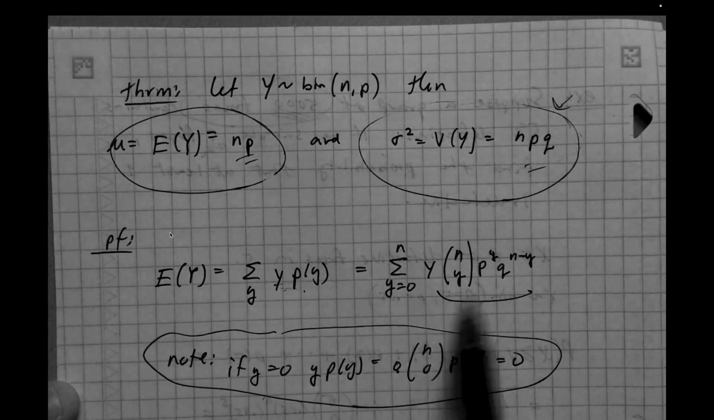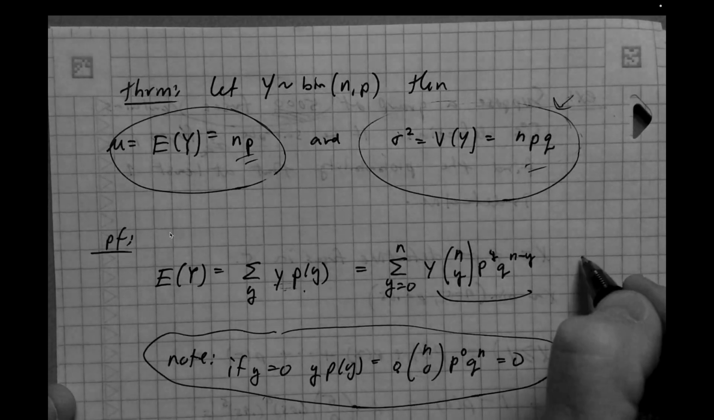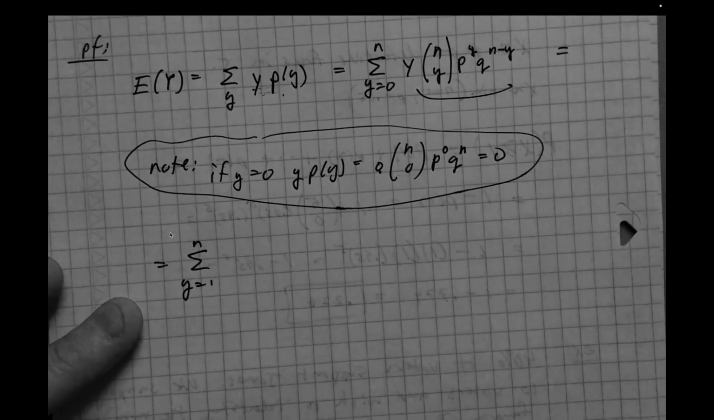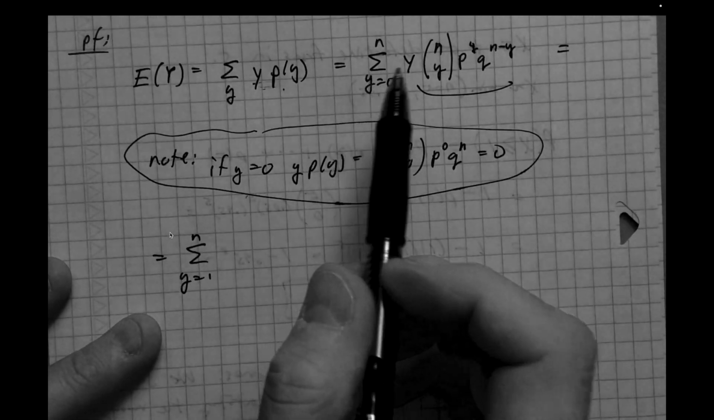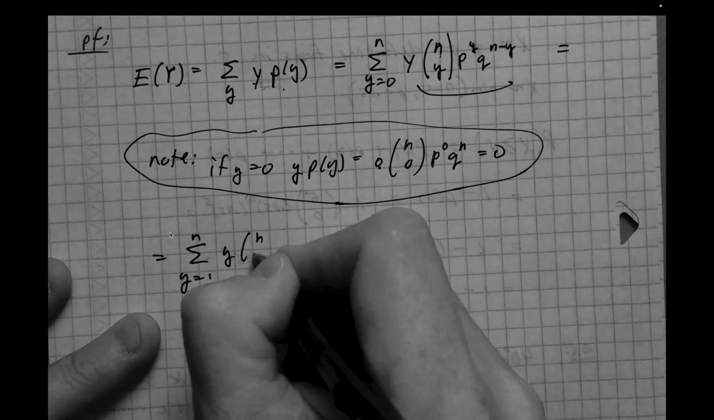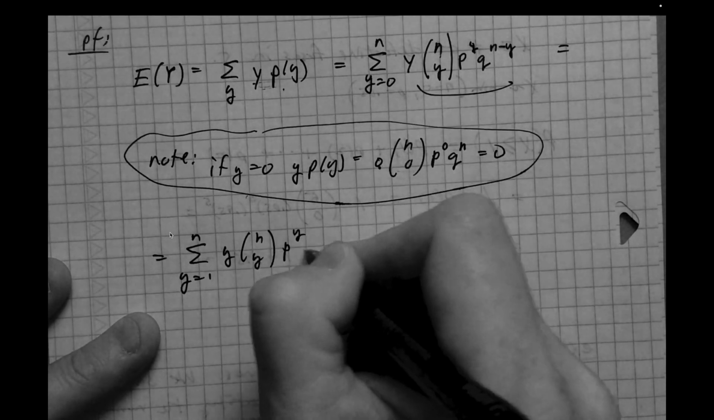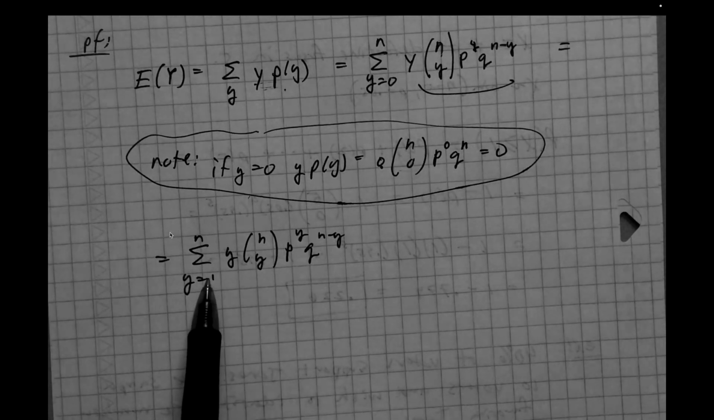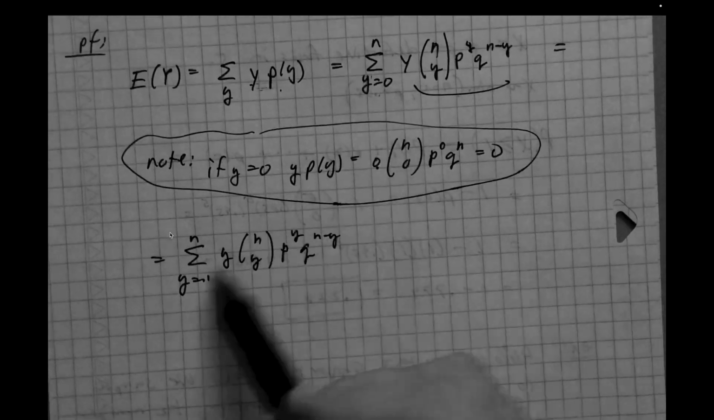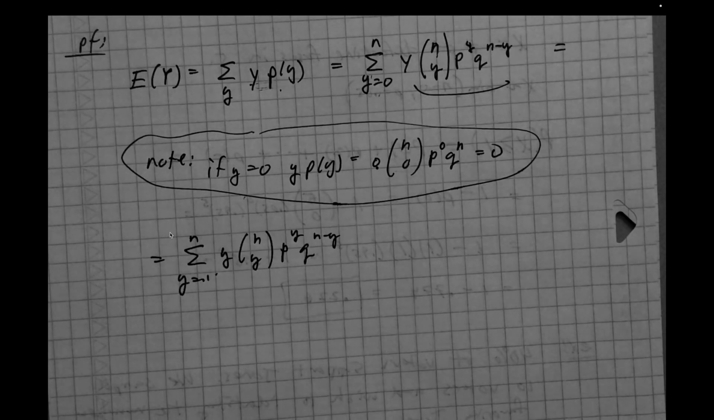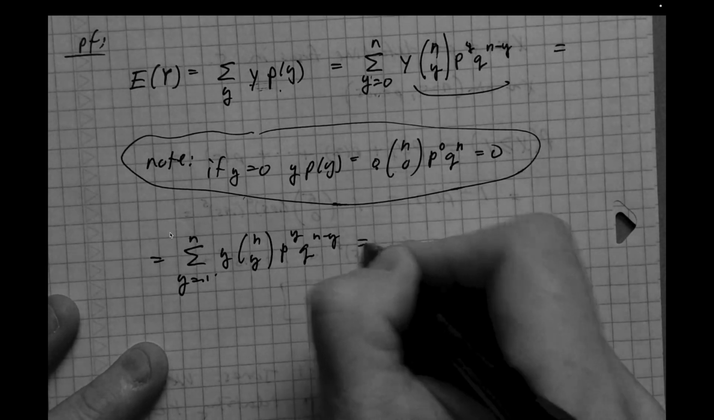So given that fact, we can re-index this, and we can say that this is equal to the sum from y equals 1 up to n of y times n choose y, p to the y, q to the n minus y. Okay, so all we've done is basically remove the bottom term here. Instead of 0, it starts at 1, and that's because the first term is 0, so we can leave it off.